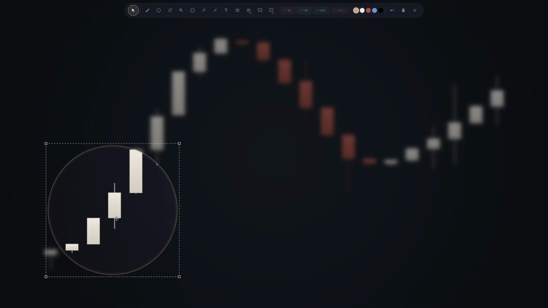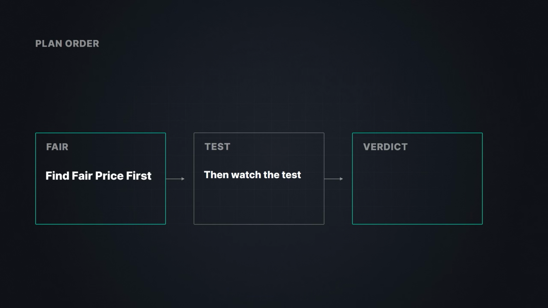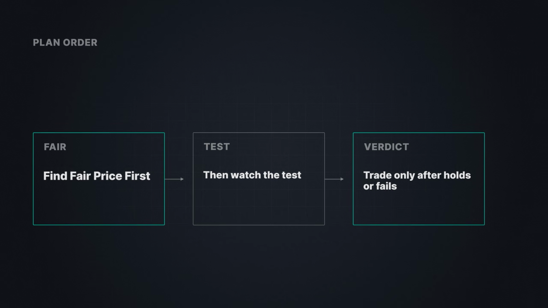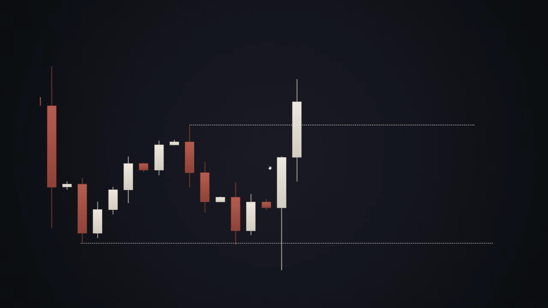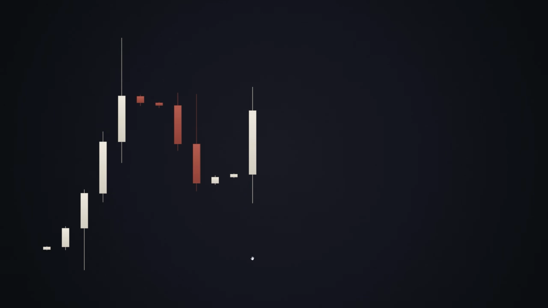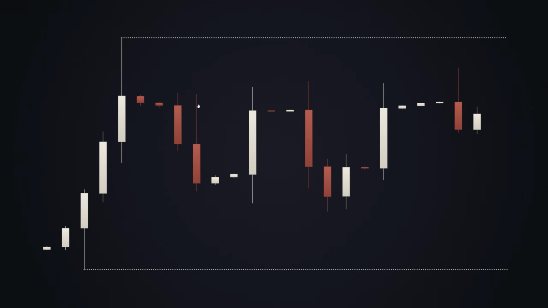Price shows you where it feels comfortable, then it tests away from that area. Your plan is to trade only after you see whether that test holds or fails. So before trading any move, you first find where price is actually fair. The mistake starts when you draw one perfect line from one clean wick and treat it like the whole market must respect it.